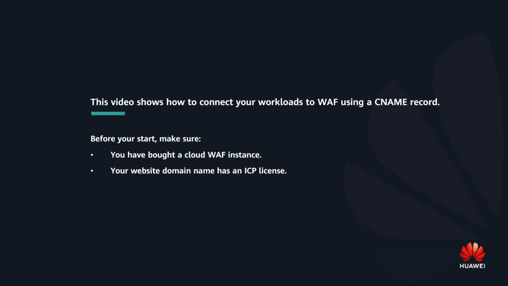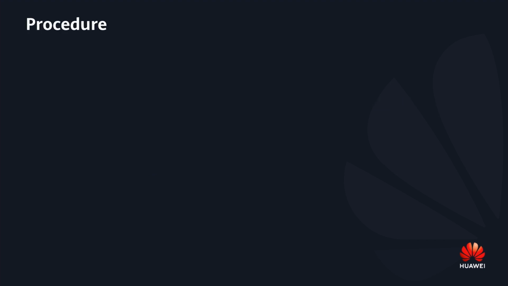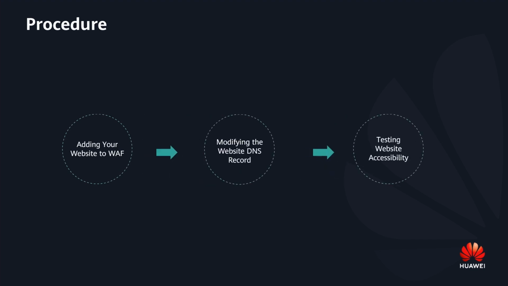This video shows how to connect your workloads to WAF using a CNAME record. Before you start, make sure you have bought a cloud WAF instance. Your website domain name has an ICP license. The main steps are as follows. Add your website to WAF, modify the website DNS record, and test website accessibility.